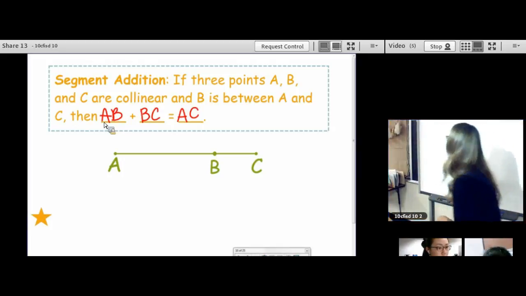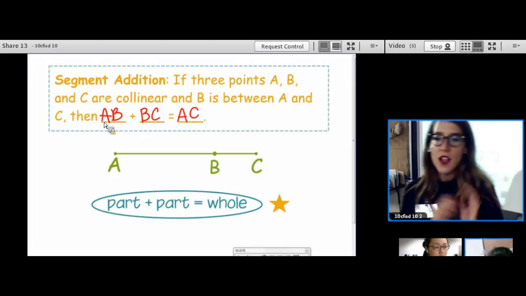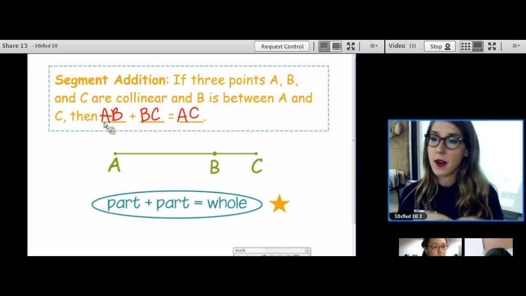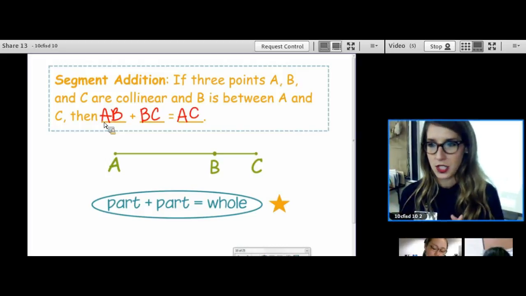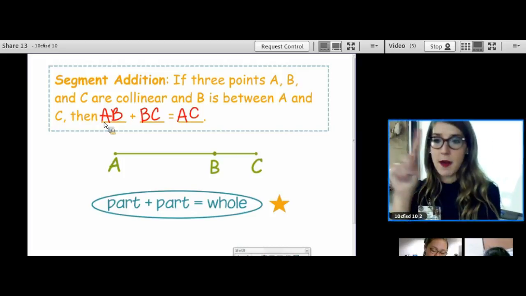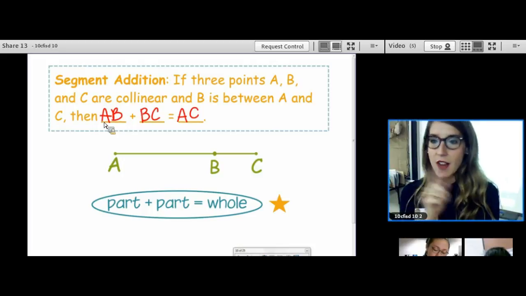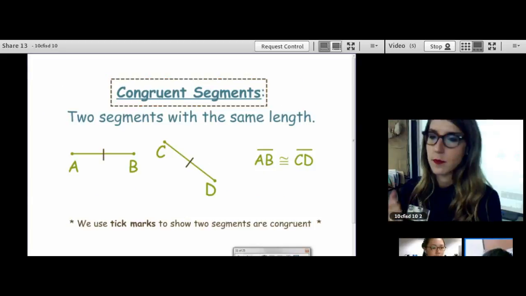Another way to put that in layman's terms, I'll say this a lot, is part plus part equals whole. So when you hear me say part plus part equals whole, I'm really just summarizing the segment addition postulate. Did I put segment symbols above those? No, because those are distances. They are not segments. Okay.